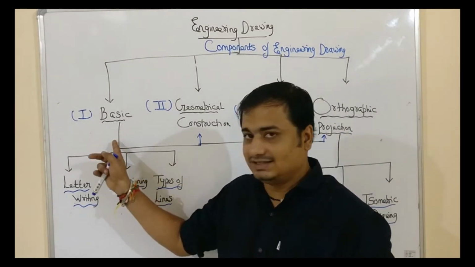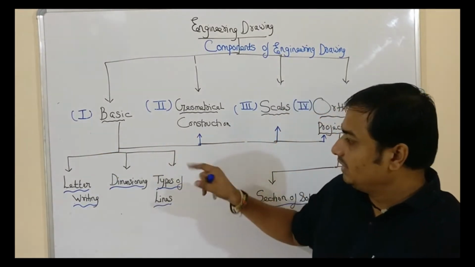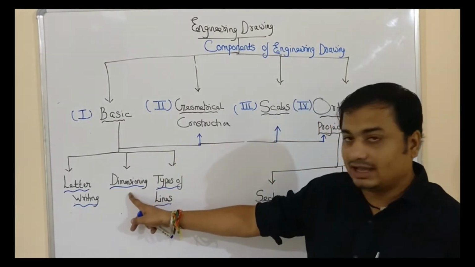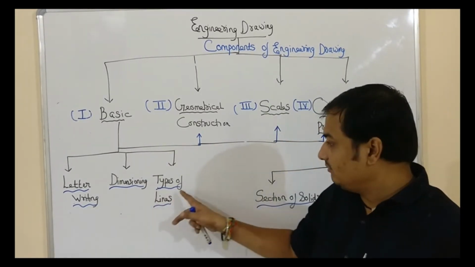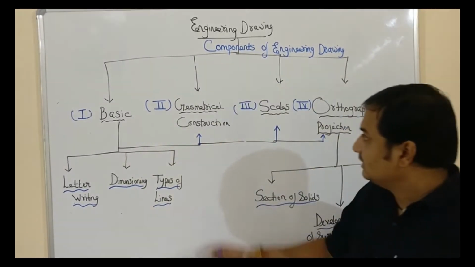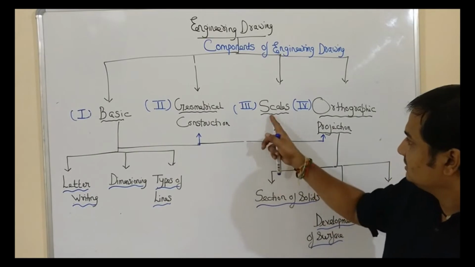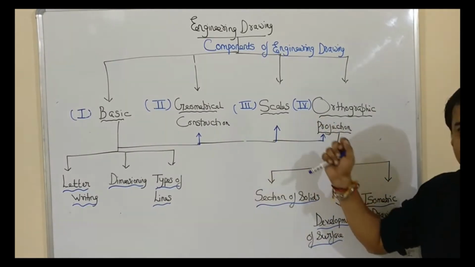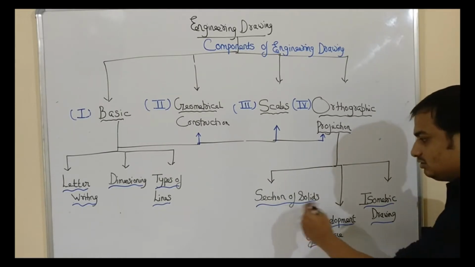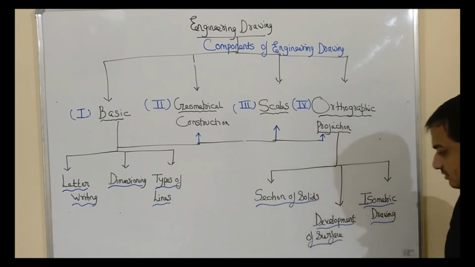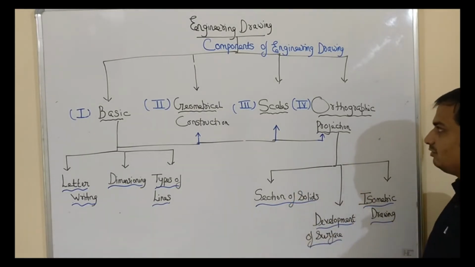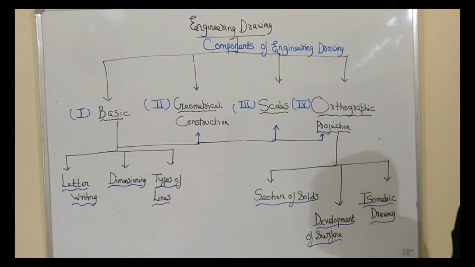The first is basics. Now in basics, it will include letter writing, which is also called technical writing, how to do the dimensioning of any object, and what are the different types of lines in engineering drawing. Second is geometrical construction, third is scale, and the last one is orthographic projection. In orthographic projection, again there are sub-components like section of solid, development of surface of solid, and the isometric drawing. So these will be the subtopics that will be coming after orthographic projection.